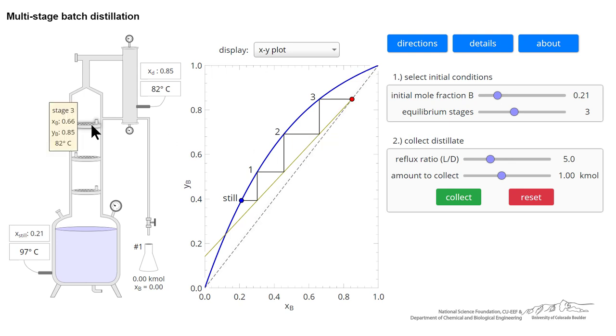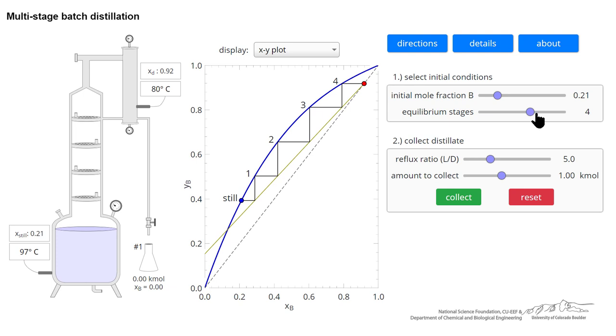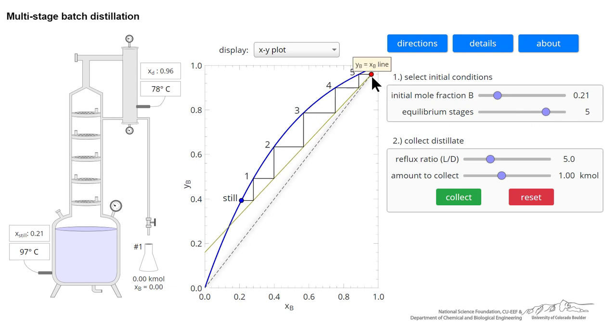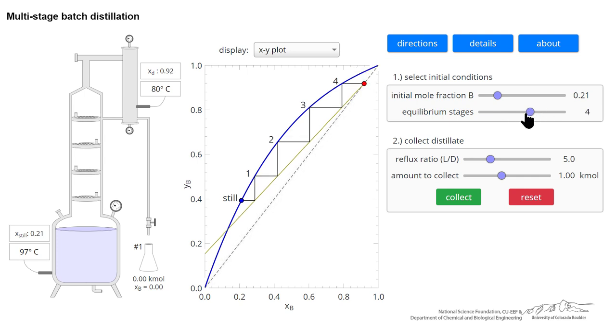And likewise, if I move the mouse over a stage, then it shows the composition and the temperature of that stage. Now, if I were to increase the number of equilibrium stages, then you'll notice that the mole fraction of the distillate goes up significantly. Now it's at 0.96. Let me now dial that back. If I increase the reflux ratio, we also increase the mole fraction of the distillate.